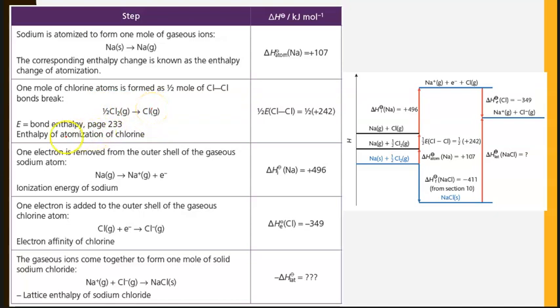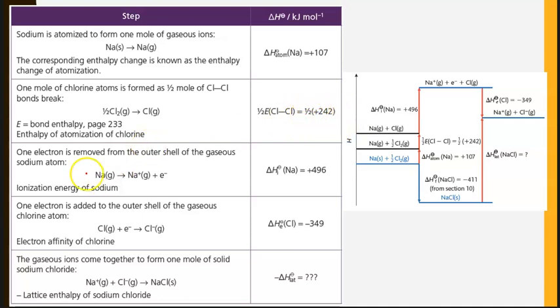Okay, the bond enthalpy for the chlorine bond we're going to get from our bond enthalpy tables. That bond enthalpy is endothermic, positive 242, but because we only want half a mole, we're going to halve it. Okay, because when we break this bond, we're going to get 2. We want 1 mole of total atoms, so we halve the bond enthalpy.